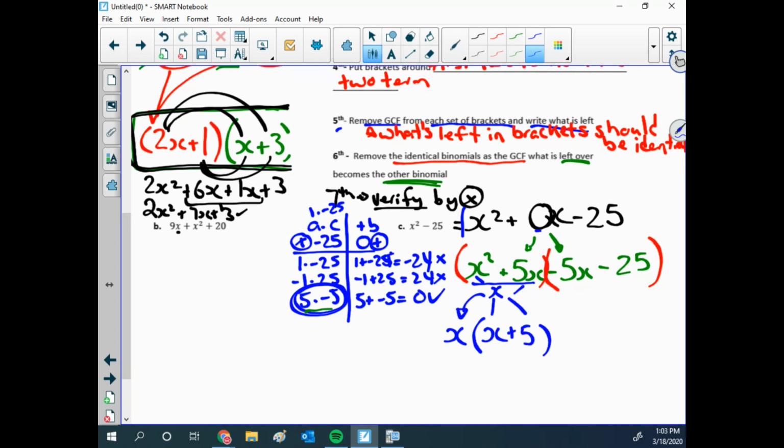Now I do the same thing to the second set of brackets. The second set of brackets can sometimes be trickier, determining whether or not you should remove a negative. My general rule of thumb is if I have a negative touching this bracket, I'll take out a negative.